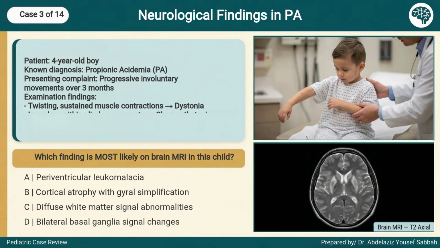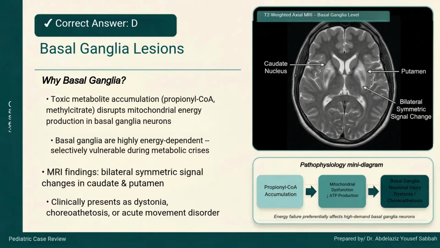Option A, periventricular leukomalacia. Option B, cortical atrophy with gyral simplification. Option C, diffuse white matter signal abnormalities. Option D, bilateral basal ganglia signal changes. The correct answer is option D, bilateral basal ganglia signal changes.